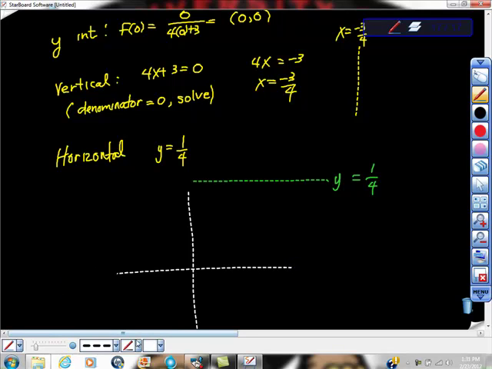And what do we have here? What's the vertical asymptote? Negative 3/4. Can it be this? Of course it can, right? Set all that.